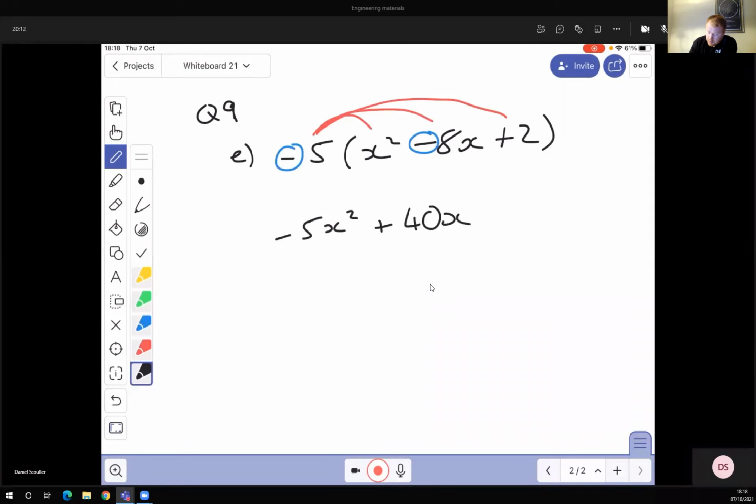Positive 40x. Negative times a positive this time, it becomes a negative 10. Okay, so nice and underlined there.